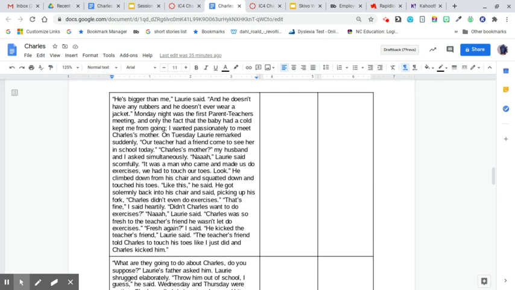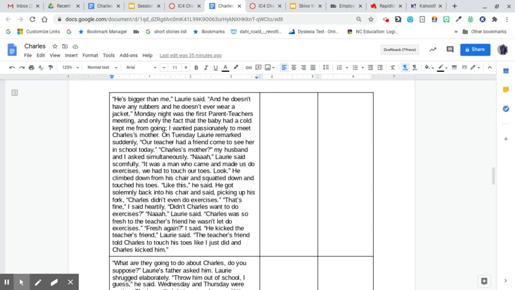On Tuesday, Laurie remarked suddenly, "Our teacher had a friend come to see her in school today." "Charles' mother?" my husband asked. "Oh," my husband and I asked simultaneously. "Nah," Laurie said scornfully. "It was a man who came and made us do exercises. We had to touch our toes. Look." He climbed down from his chair and squatted down and touched his toes. "Like this," he said. He got solemnly back into his chair and said, picking up his fork, "Charles didn't even do exercises."